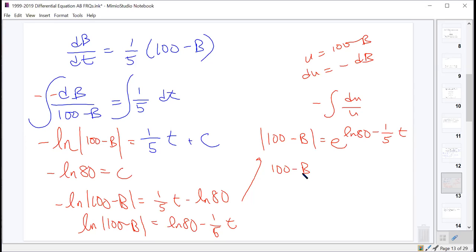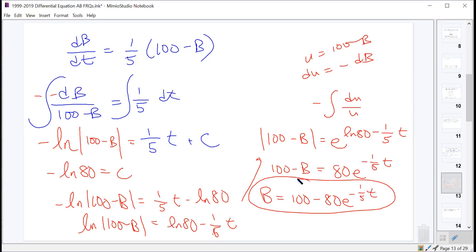How can I simplify e to the natural log 80 minus 1/5 t? Pull the 80 out. So this becomes 80 e to the negative 1/5 t. And now we just solve for b. We'll add b and then subtract the 80 e to the negative 1/5 t. So we'll get b equals 100 minus 80 e to the negative 1/5 t. And that's our answer. Did it ask us to find the value of the weight at any time? No. So then we're done.